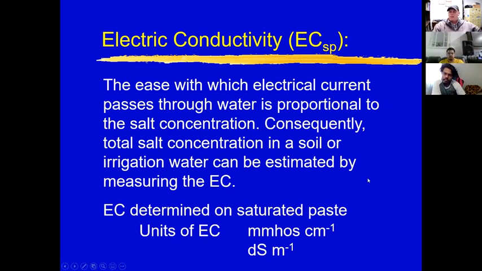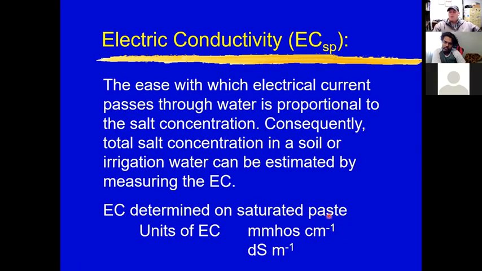So some units to be aware of. Most of the civilized world reports electrical conductivity in millimhos per centimeter. And then this is actually scientific notation down here. The other way of doing it is decisiemens per meter. The beauty of these two measurements is that they're actually the same number. So if you measure an electrical conductivity, and let's say it's 4 millimhos, then you can say that it's also 4 decisiemens per meter. It's the same number.